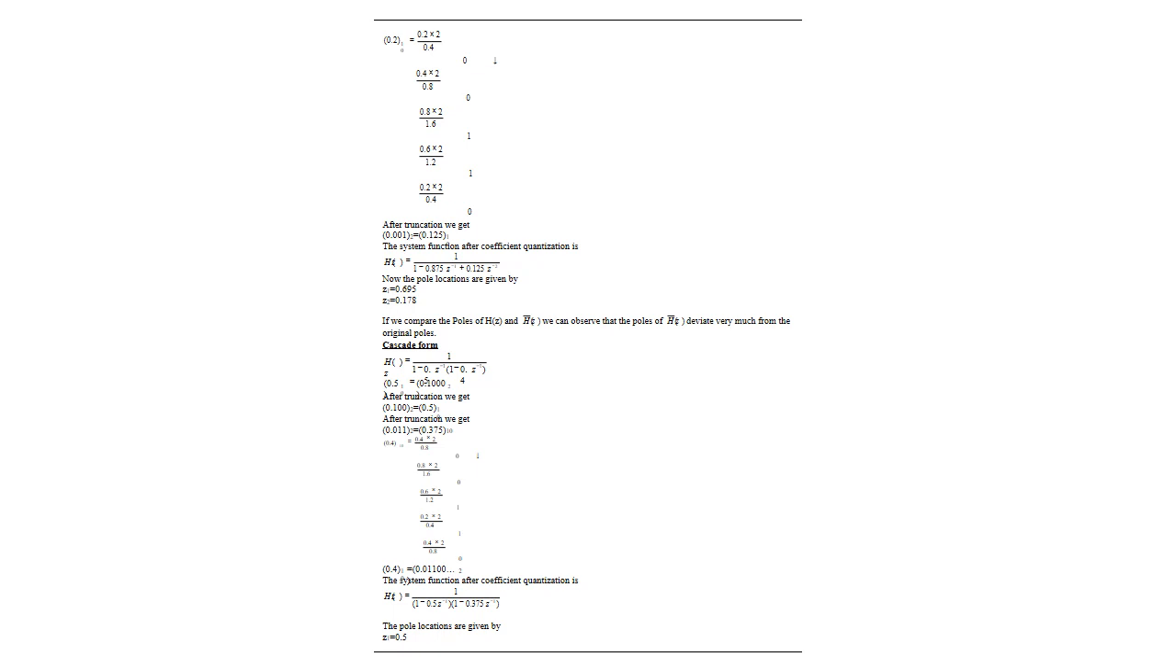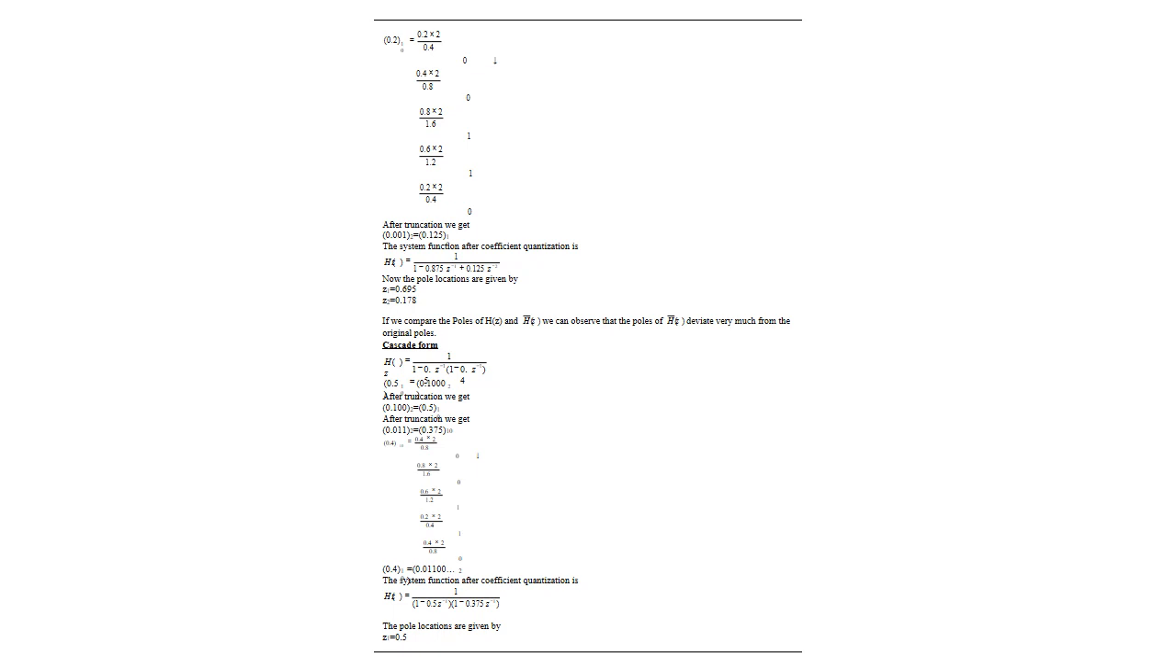Next we are going to see about the cascade form. That is H of z is equal to 1 divided by 1 minus 0.5 z inverse into 1 minus 0.4 z inverse. So that is equal to 0.1000. After truncation, we will get 0.100 is equal to 0.5. So this we get 0.011 is equal to 0.375. So likewise we have to get the answer.